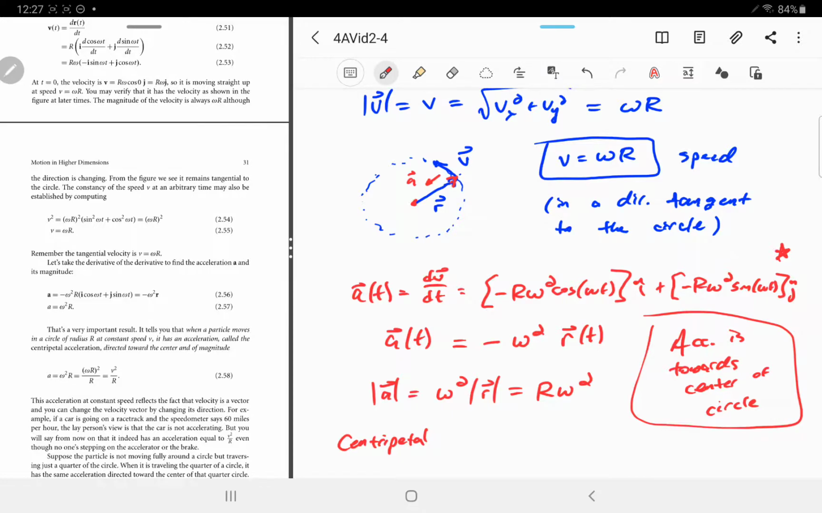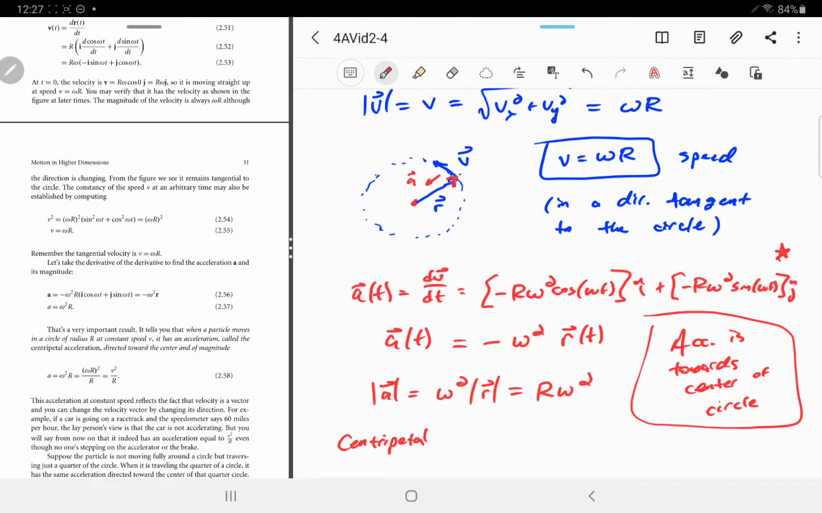In order for a particle to move in uniform circular motion, something needs to be pushing it. So we haven't really talked about forces yet, but you can believe that an acceleration is because something is pushing it in that direction. So hopefully that's not too big of a leap.